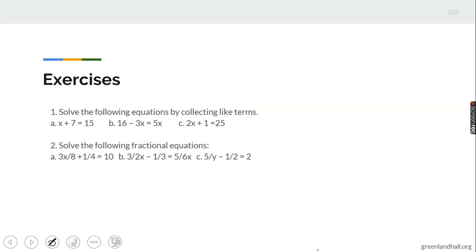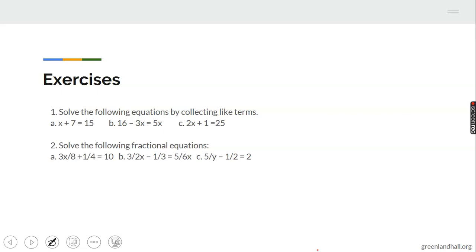Solve the following equations by collecting like terms. x plus 7 equals 15. 16 minus 3x equals 5x. 2x plus 1 equals 25. Then solve the following fractional equations. 3x over 8 plus 1 over 4 equals 10. 3 over 2x minus 1 over 3 equals 5 over 6x. 5 over y minus 1 over 2 equals 2.